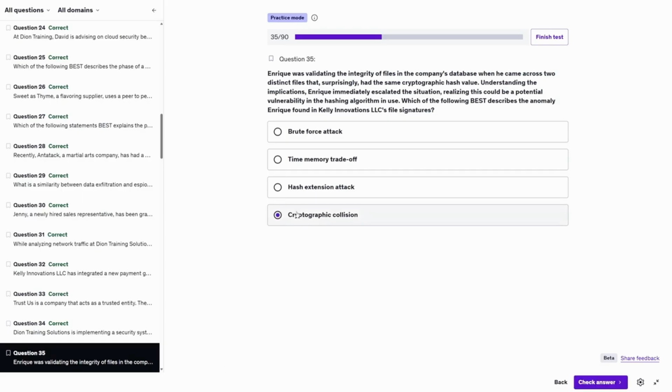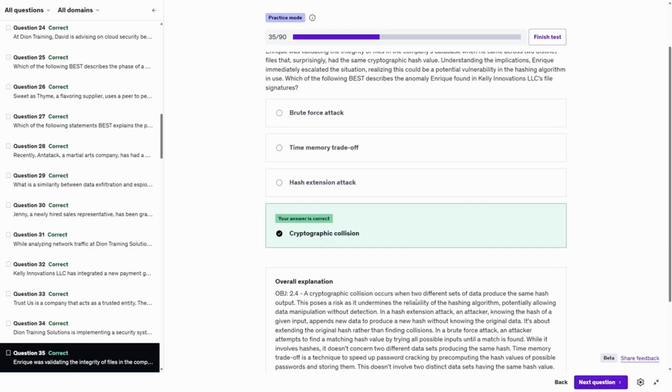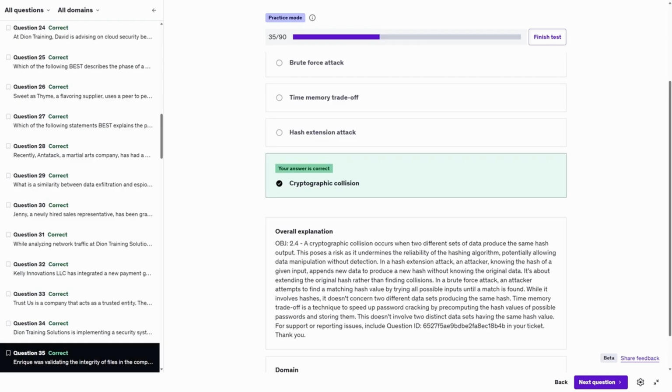And the correct answer here is cryptographic collision. A cryptographic collision occurs when two different sets of data produce the same hash output. This poses a risk as it undermines the reliability of the hashing algorithm, potentially allowing data manipulation without detection. I'll leave up the incorrect answers for a few extra seconds.